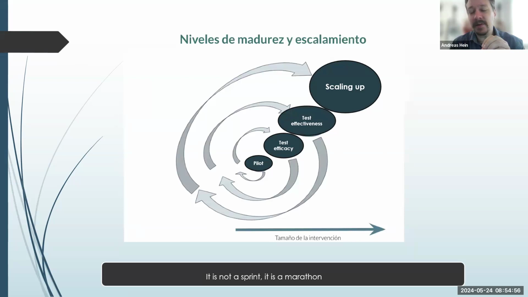The maturity of organizational implementation is very important. You go from pilot testing to testing efficacy, to testing effectiveness, to scaling up. And these organizations go through the same issues, the same problems, each time, several times, with different levels of understanding. This is important to understand. And it's not a sprint. We are obsessed with sprints. Sprints are where we need to go running fast.